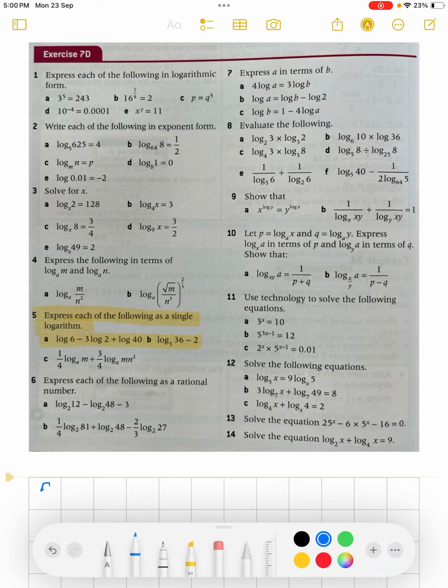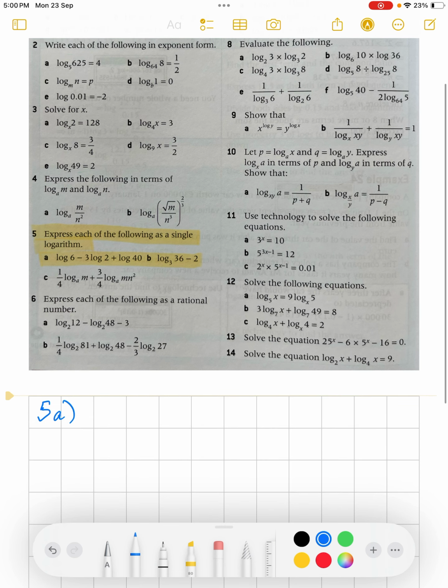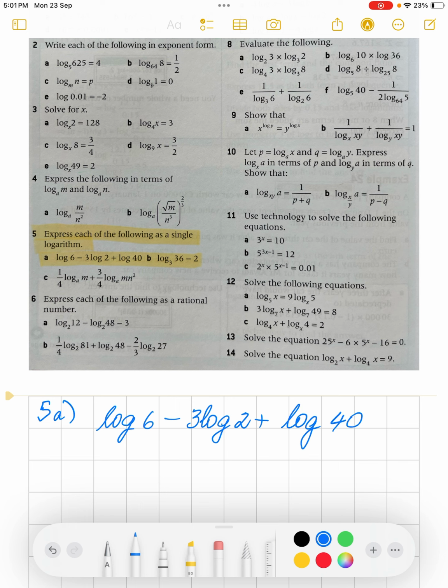I'm going to be looking at question 5a. 5a says express each of the following as a single logarithm. They've started with log 6, it's common, so the base is 10, minus 3 log 2 plus log 40.